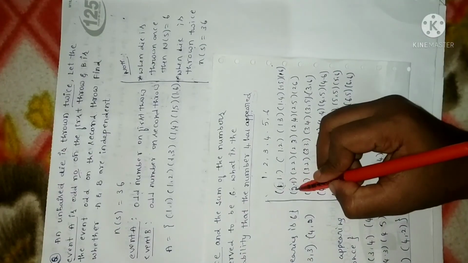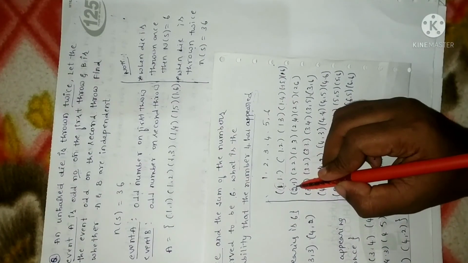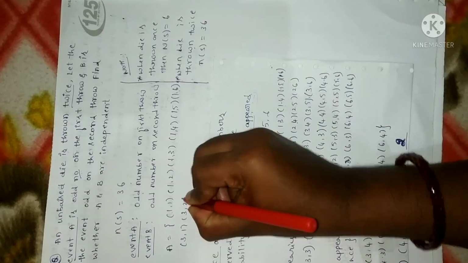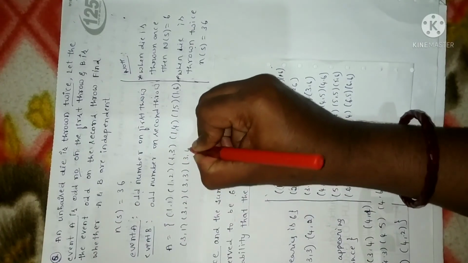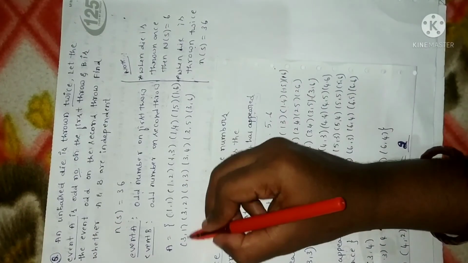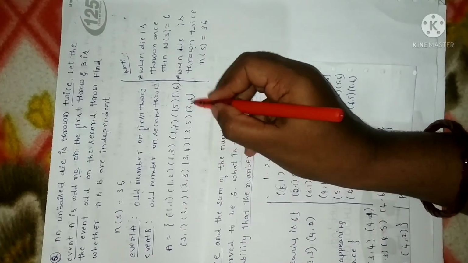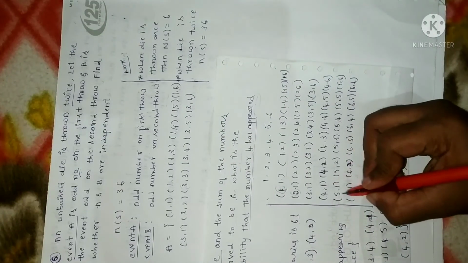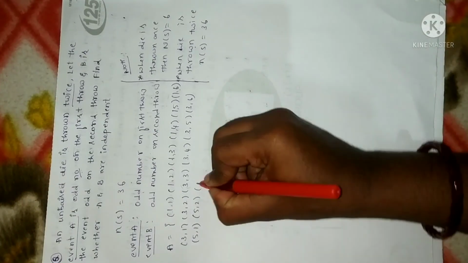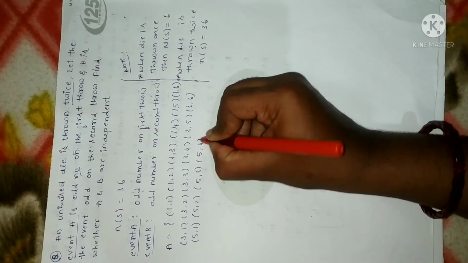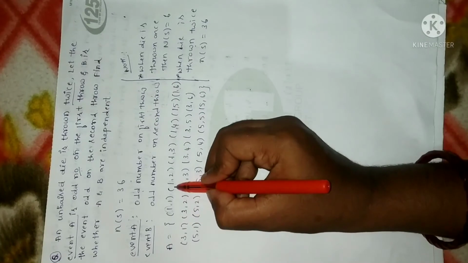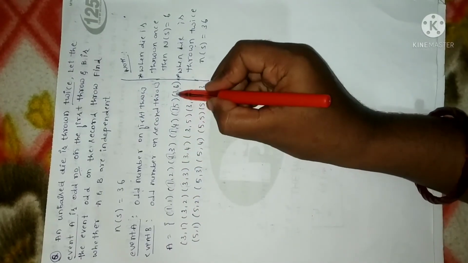Next position is 2,1. 2 cannot be an odd number, so I cannot write 2 here. Next 3. Again 3 is an odd number, so I can write 3,1; 3,2; 3,3; 3,4; 3,5; 3,6. Why? Because in the first position all the numbers are odd. First position number should be odd. Next, 4 cannot be odd, 6 cannot be odd, but 5 will be an odd number. So 5,1; 5,2; 5,3; 5,4; 5,5; 5,6. So these are the only possibilities when we throw a die that we get an odd number in the first chance, that is the first throw.